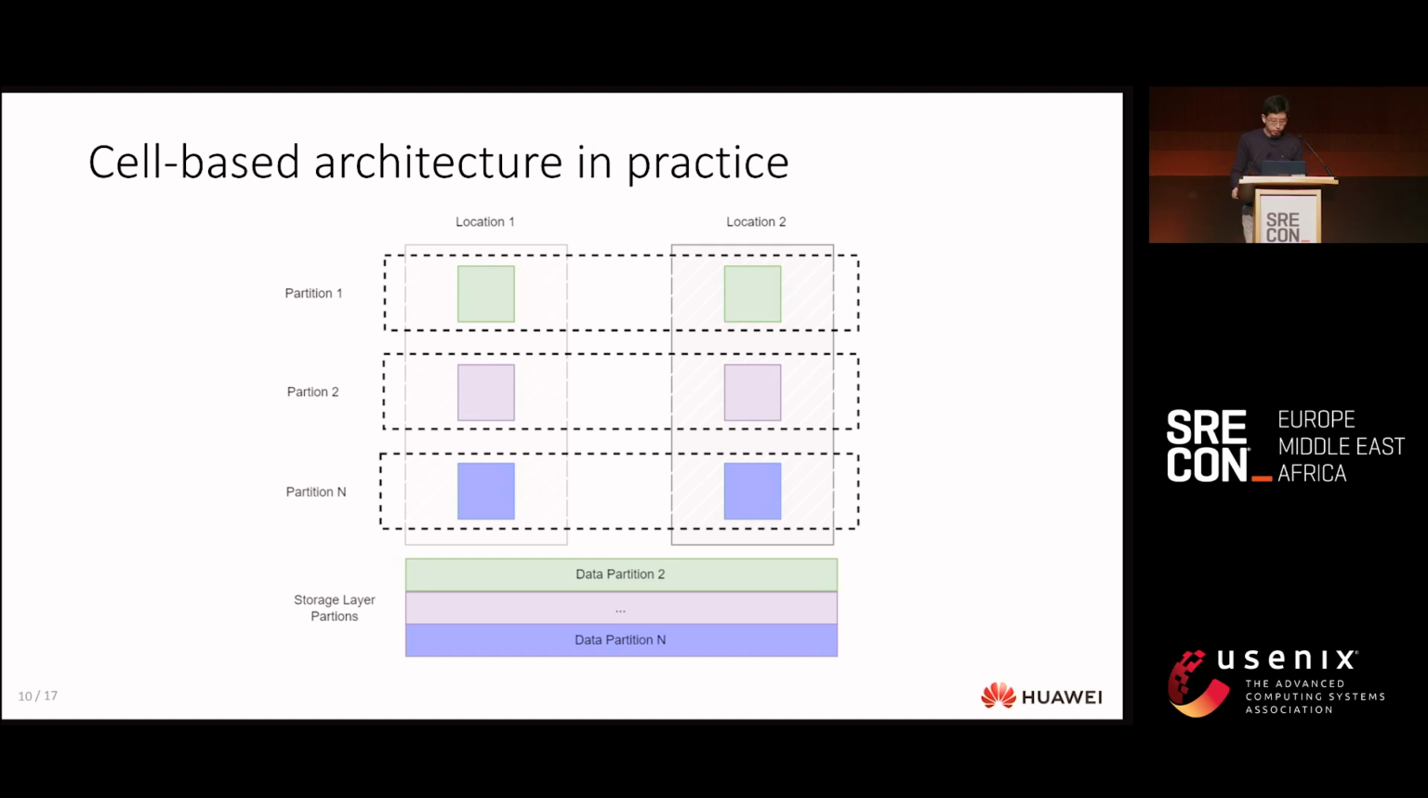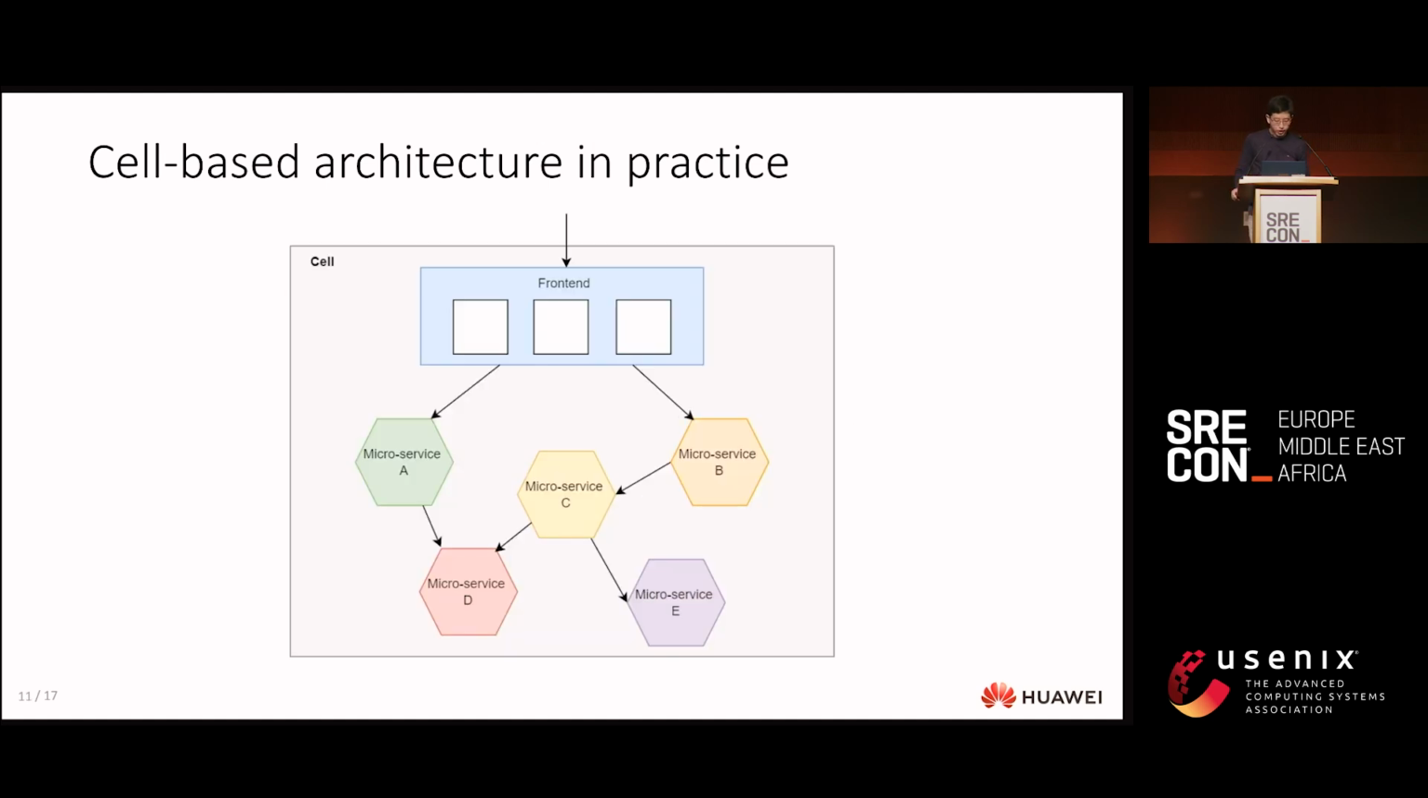So what we do is, based on the data partition, we have different cells across different regions or different AZ. This is a high-level diagram of what we do. Basically, if one of the cells fails in one location, the other takes over. But how does one single cell look?